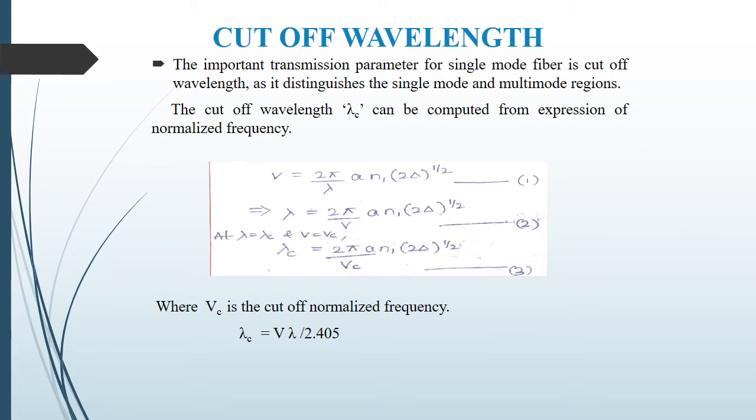At lambda is equal to lambda C and V is equal to Vc, now we apply this in the second equation. So lambda C is equal to 2 pi by Vc A n1 into (2 del) the whole power 1 by 2. Here Vc is the cutoff normalized frequency. When we substitute the values in these equations, we finally receive lambda C is equal to V lambda by 2.405.